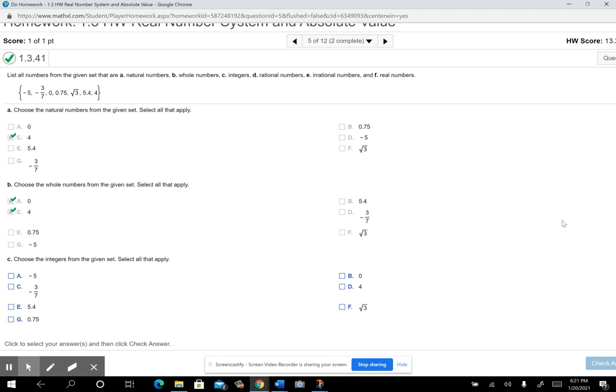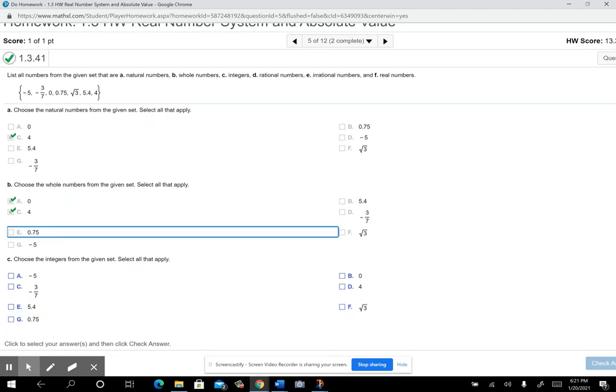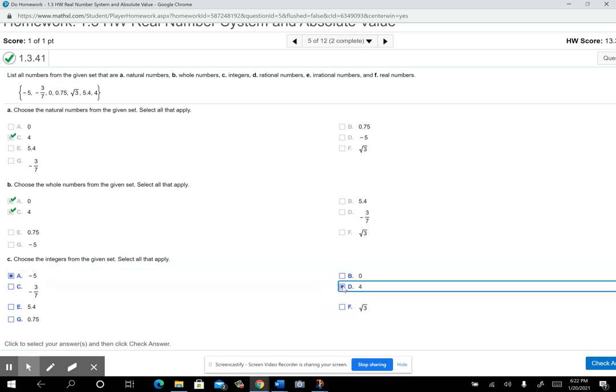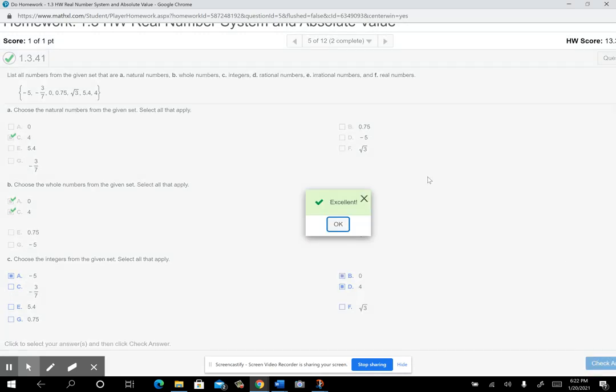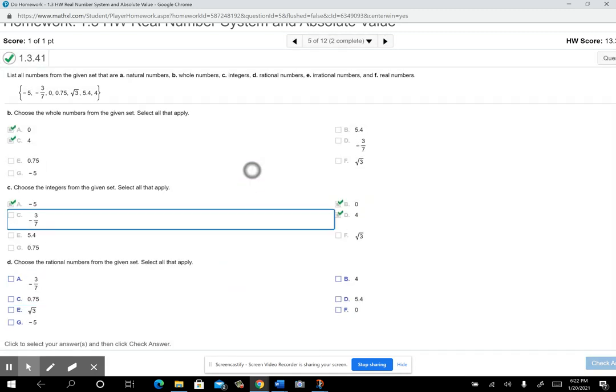Right now it's asking me for integers, and integers aren't just negative numbers. Sometimes people make that mistake. Integers still have to be really nice. You can have a negative like a -5, or you can have a positive like a +4 or 0, but you can't have fractions and decimals that don't simplify to be really nice. So those are the only integers that I see.